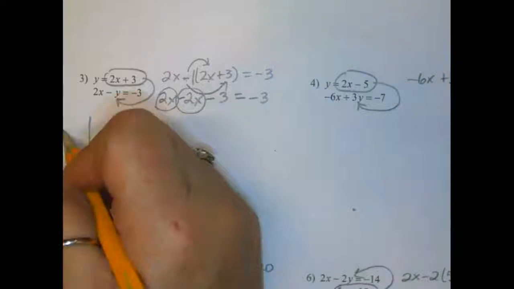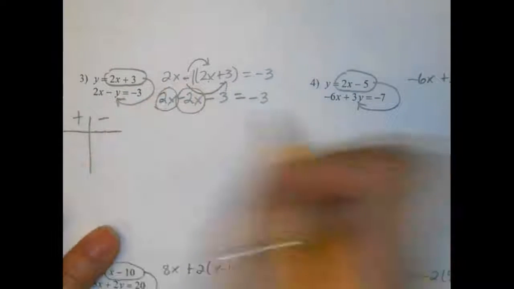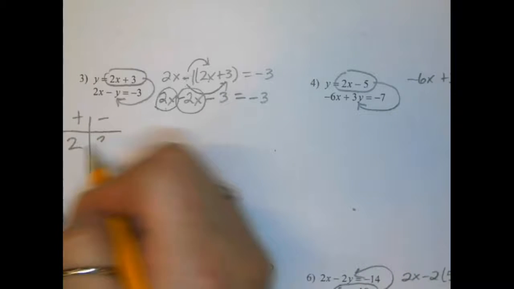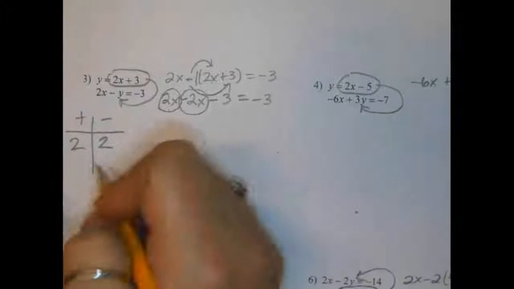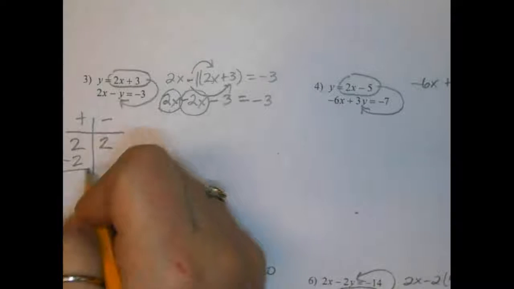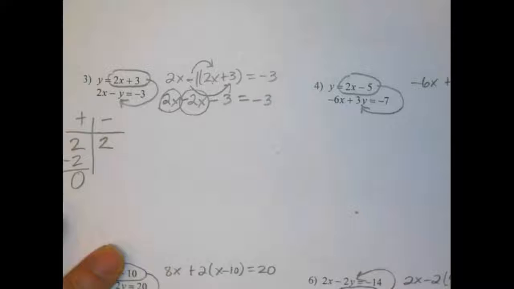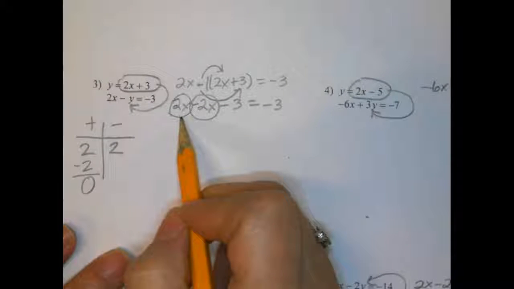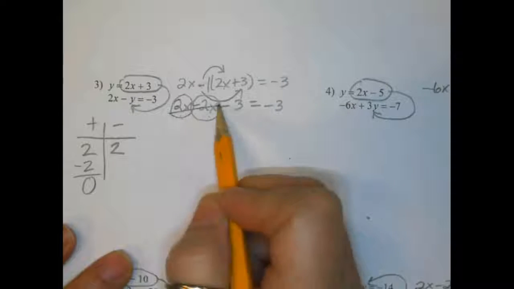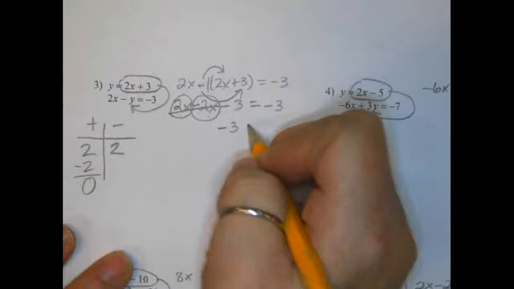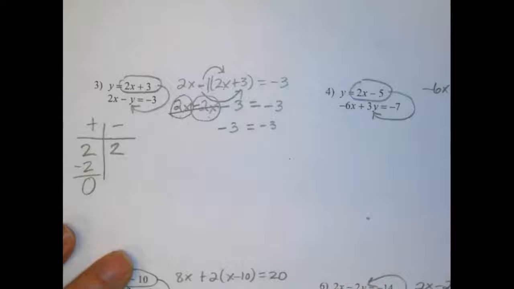Let's use column method. Okay, I have a positive 2 and a negative 2. Which one's smaller? Doesn't matter, right? So I'm going to go ahead and subtract 2 over here. What do I have? 0. So what happens when I add a negative 2x and a positive 2x? It becomes 0. So that leaves me with minus 3 equals negative 3.